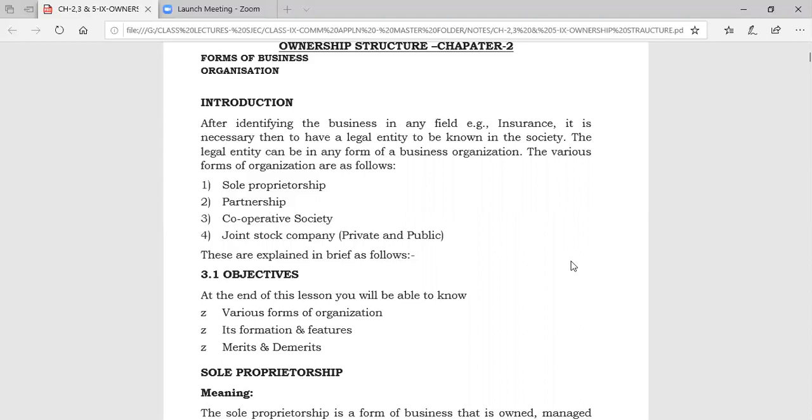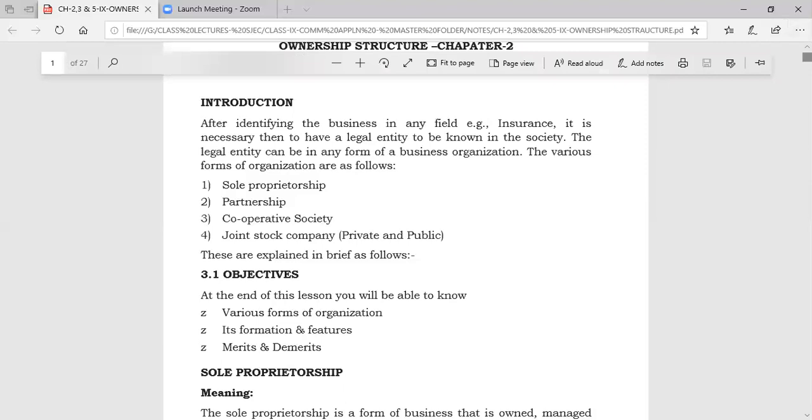First one is sole proprietorship. The next one is partnership. The third one is cooperative society. And the last one is joint stock company, private and public. Okay. Today, this chapter is not going to be finished within one part of video. Therefore, we'll break it into 2 to 3 parts. Today we'll discuss in part 1 the sole proprietorship organization structure.